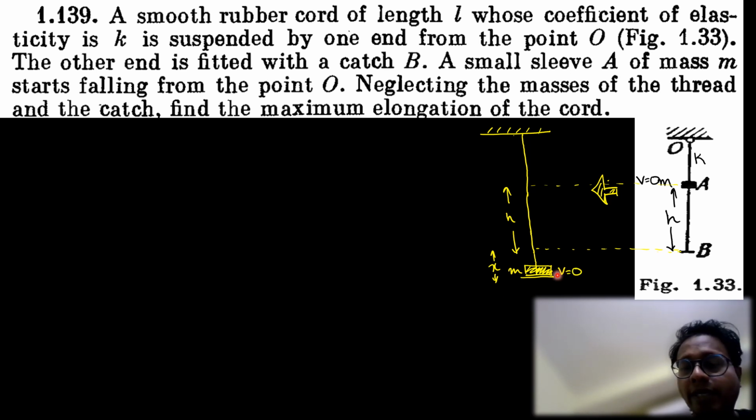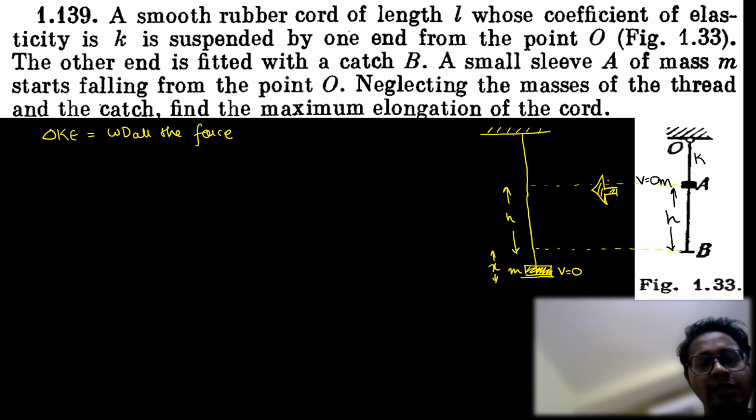And after that, what will happen? It will try to go upward. Understood? This is the point you must understand. At the instant of leaving this ring, the initial velocity was equal to 0. At the end point, when the spring is fully stretched, the end velocity of this ring is also 0. Now I can simply apply the work energy theorem. A change in kinetic energy is equal to the work done by all the forces. Okay, so final kinetic energy.